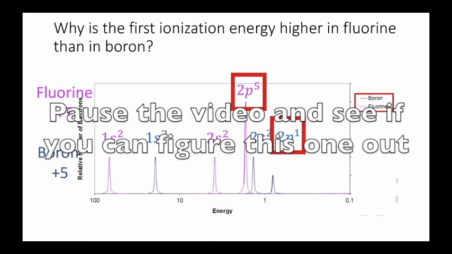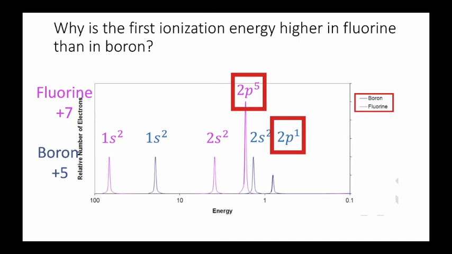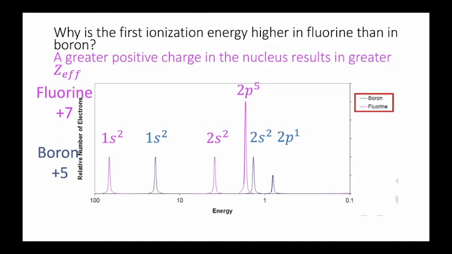Pause the video and see if you can figure this one out. The answer to this question has to do with the number of protons. Boron only has 5 protons, but fluorine has 7. Adding more protons results in a greater positive charge on the nucleus. And if you have a greater positive charge on the nucleus, you're going to have a greater Z effective. That means the electrons are going to feel more of a positive force. These electrons are being held in tighter. It is more difficult to remove them. And that's why it's harder to remove an electron from a fluorine atom than it is from a boron atom.